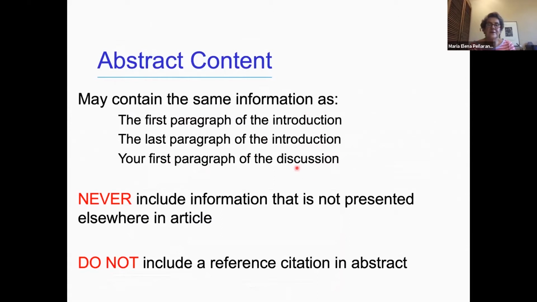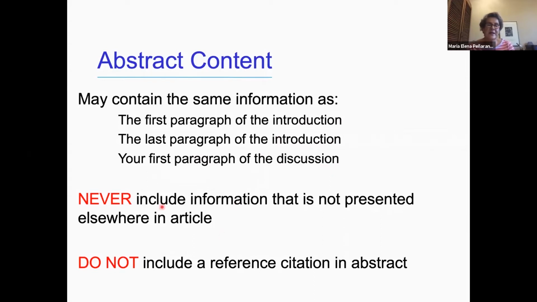Since the abstract is separate from your entire article, you can use very similar wording. The first paragraph you use in the introduction to introduce the topic, you can use in the abstract. The last paragraph of the introduction, where you stated the goal of the work you did, and the main results. And then the first paragraph of the discussion, when you start saying our findings were these, and this is important because we think this deserves recommendations.